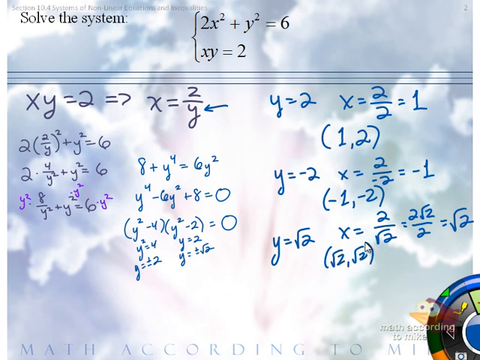And then notice if y was the negative square root of 2, doing the same process, you'll get x to be negative square root of 2 by rationalizing. So the last ordered pair is negative radical 2, negative radical 2.